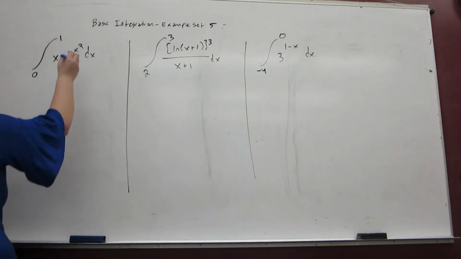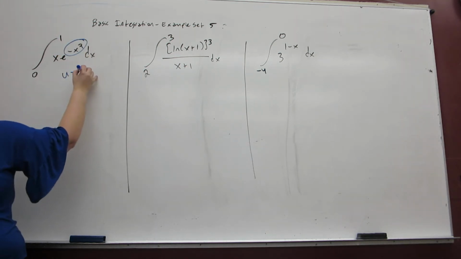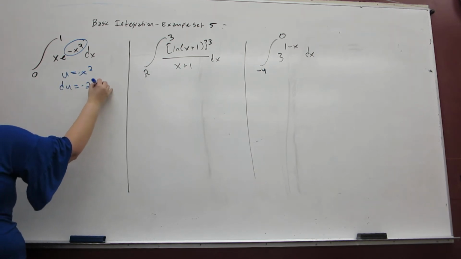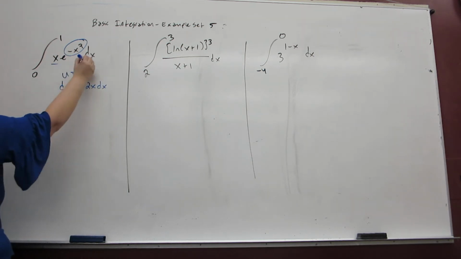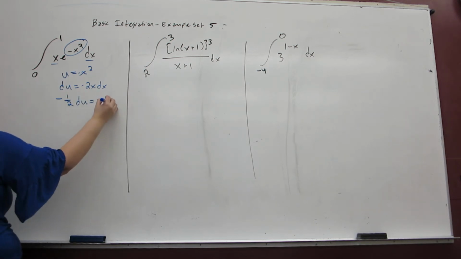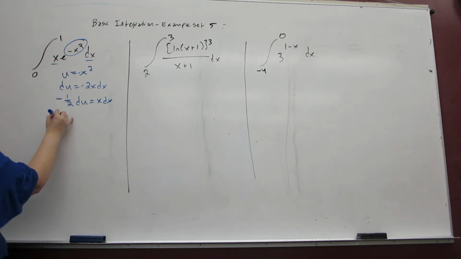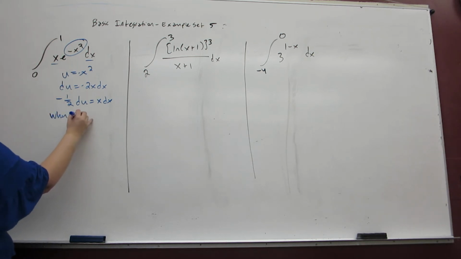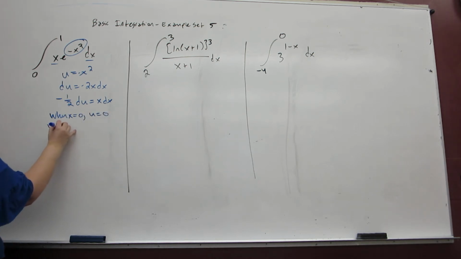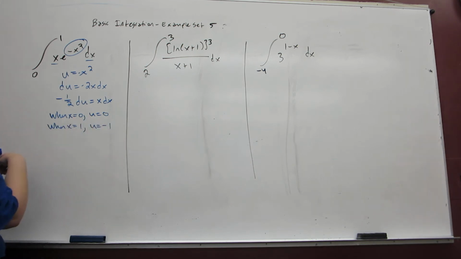So for this one, our u should be the exponent. So u is negative x squared. Therefore, du is minus 2x dx. We have the x dx, so I'm going to move the minus 2 over to the other side. And as I mentioned, I'm also going to deal with the limits of integration. So when x equals 0, plugging this in, we get that u is 0. And when x equals 1, we get that u is negative 1.